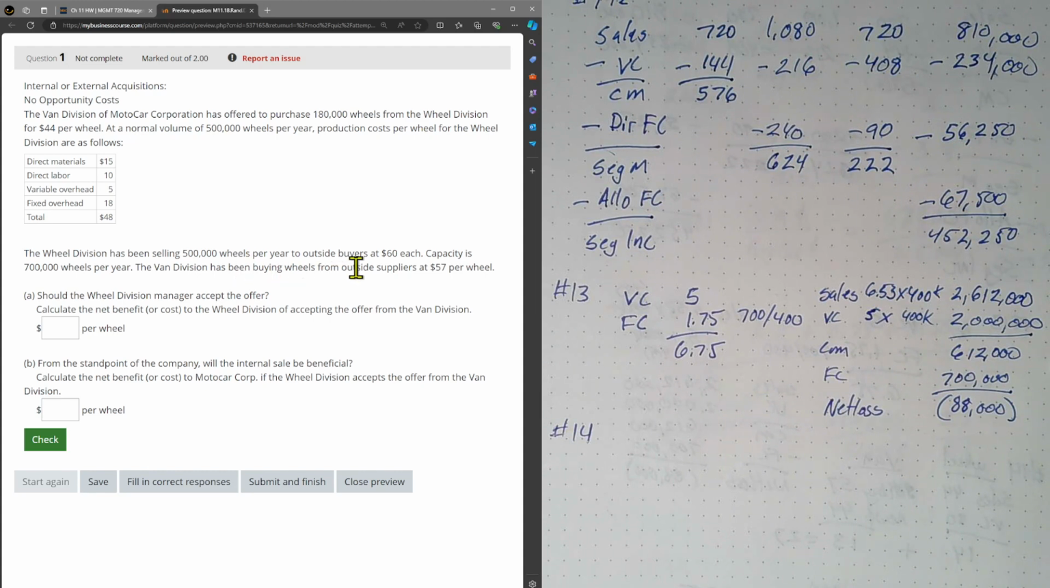The wheel division has been selling these outside at $60, so their costs are 48 and selling for 60, so they're making 12. Capacity is 700,000, so yes, 500,000 of what they're already making plus 180,000 of what the internal division is proposing to buy does not exceed capacity, although it's close, so there is excess capacity. The van division has been buying wheels from outside suppliers at 57, so they are currently buying for 57. And what are they offering? They're offering 44, and our costs are 48. So the first question is calculate the benefit to the wheel division.